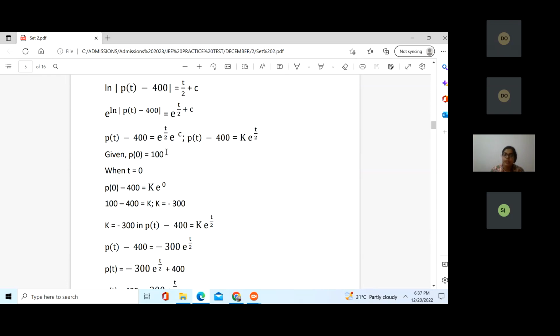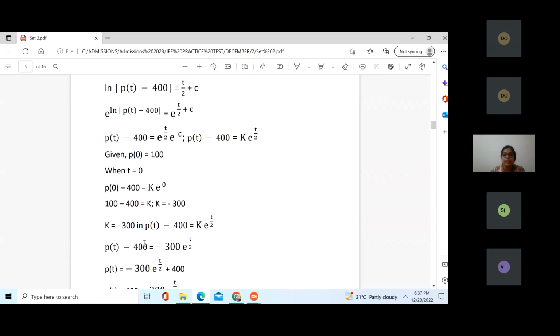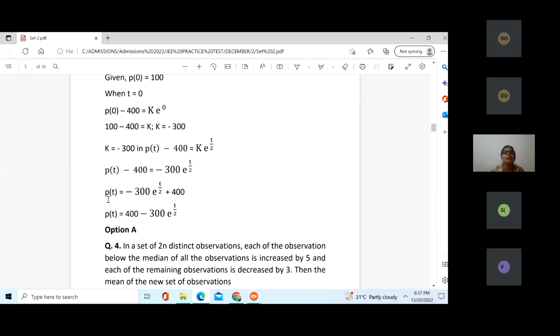Now they have given me the value of p(0), which is 100. So 100 minus 400 equals k, and I'm able to find the value of k: it's minus 300. Now I can substitute the value of k in this equation: p(t) minus 400 equals minus 300 e raised to t by 2. Rearranging, p(t) is equal to minus 300 e raised to t by 2 plus 400, so it's just 400 minus 300 into e raised to t by 2.